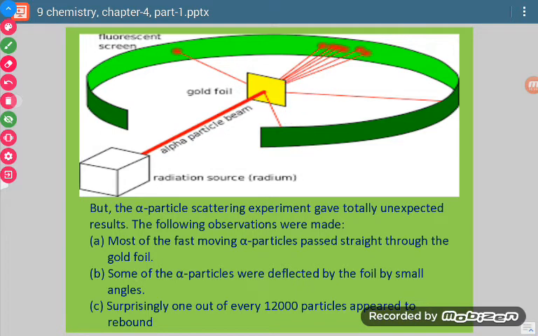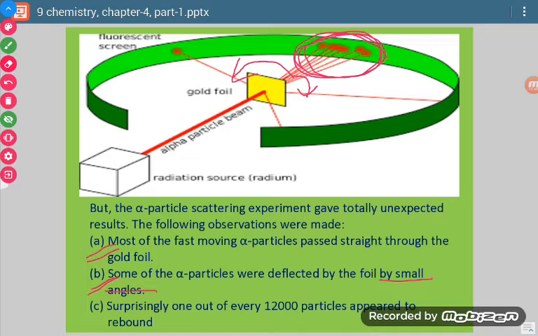So three observations were there. What were the three observations? Very first observation, most of the fast moving alpha particles passed straight through the gold foil. Some of the alpha particles were deflected by small angles. This is the deflection, this is small angle deflection.